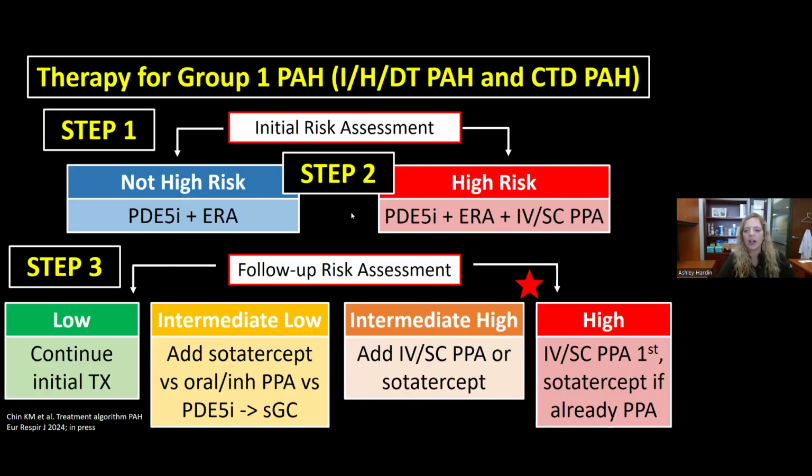Okay, so now we're going to move on to the red star over here. So that was intermediate low, several different options, when I might use them, a brief review of the data. The intermediate high risk population, we're adding Sotatercept, probably, or IV subcutaneous prostacyclin. High risk, if presumably they're already on IV or subcutaneous prostacyclin, we're adding Sotatercept.